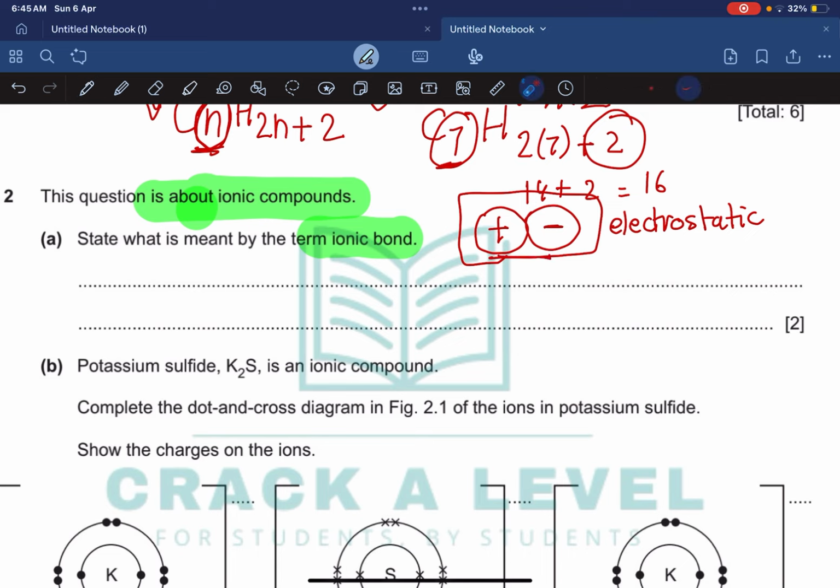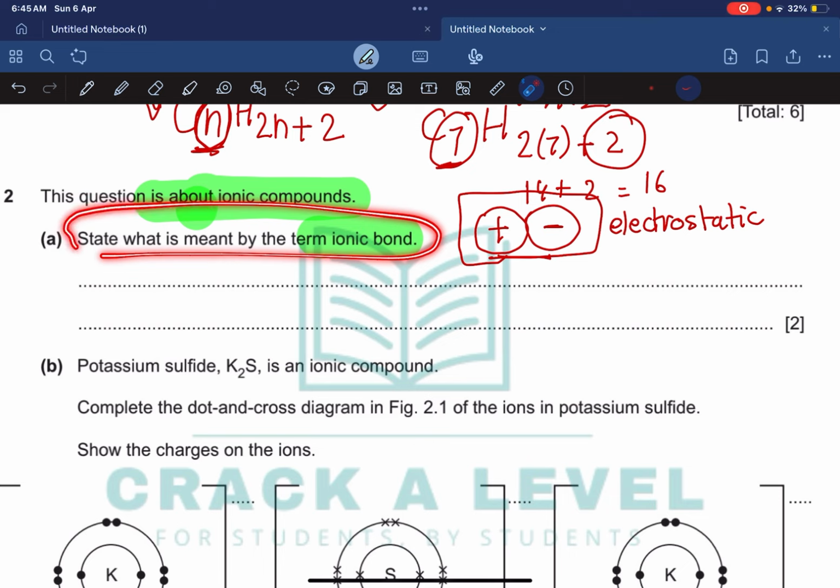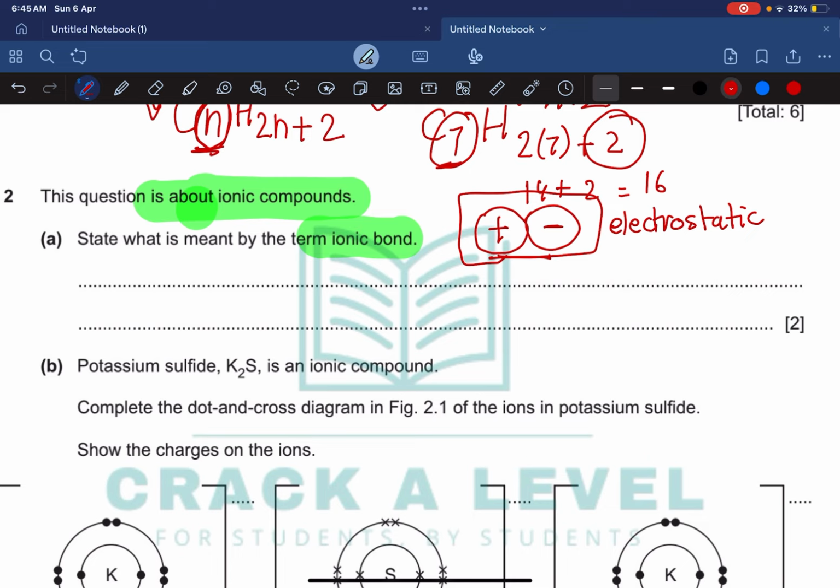There is a force of attraction holding the positively charged and negatively charged ions. That's where the name ionic bond comes from. You have positive ions, you have negative ions, and there's a force of attraction between these two, and this force of attraction is called electrostatic force of attraction. So if you learn the definition from the syllabus and understand this concept, ionic bond is basically the electrostatic force of attraction holding the oppositely charged ions together.